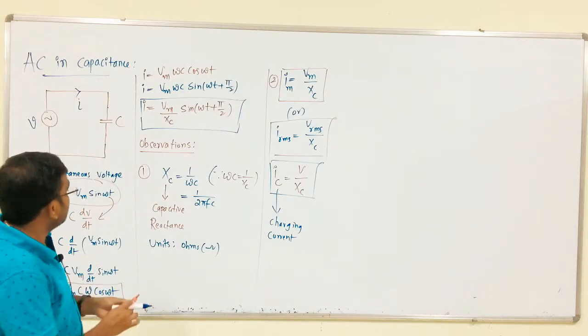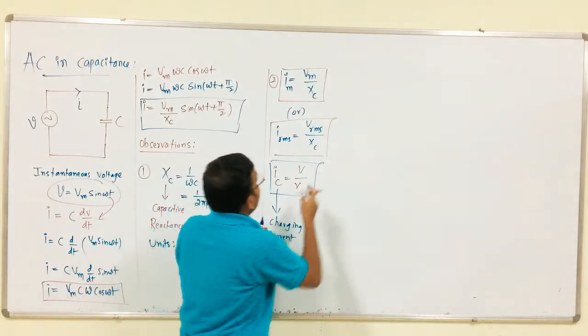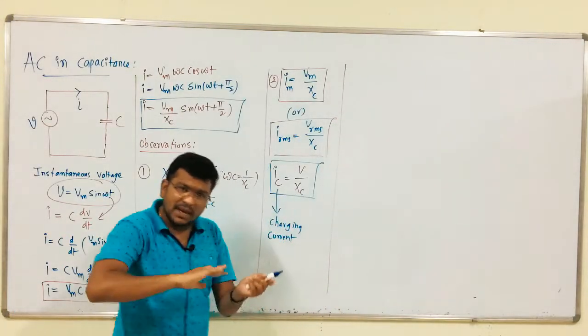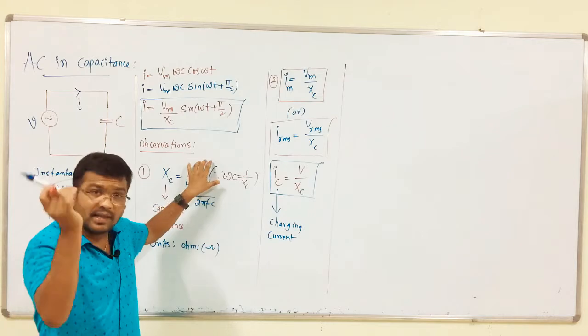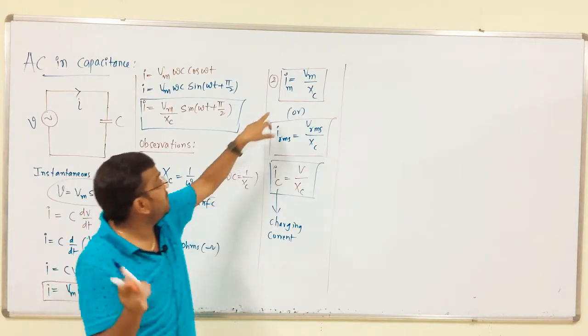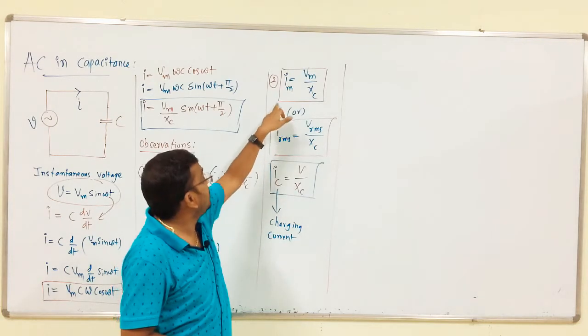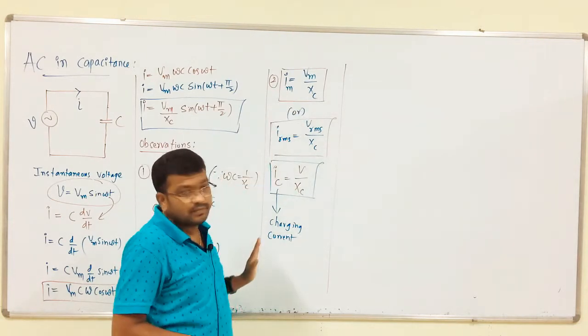Where ωC we have capacitive reactance, units are ohms. Okay. This is about the second observation, and the same comparisons. First we have to write the inductive reactance, here the capacitive reactance, and there we have to write the voltage and current formulas. Here we have to write voltage and current.